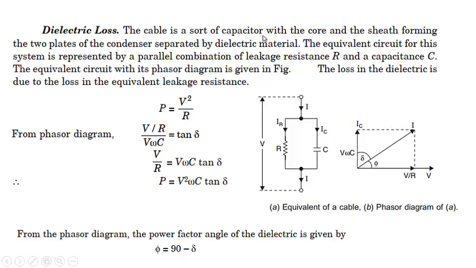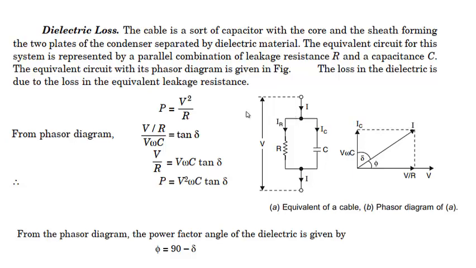The cable usually is a sort of a capacitor with the core and the sheath forming the two plates of the condenser separated by the dielectric material. We have already discussed it. The equivalent circuit for this system is represented by a parallel combination of a leakage resistance R and a capacitance C. Ideally, we would have represented this cable by a simple capacitance, because conductor is one plate and sheath is another plate, and the dielectric material of the cable will act as the dielectric of the capacitor.